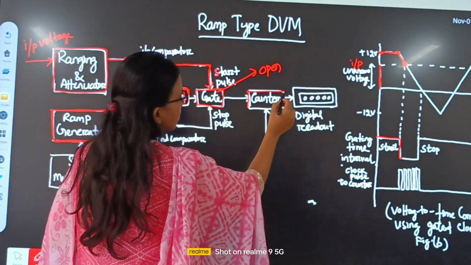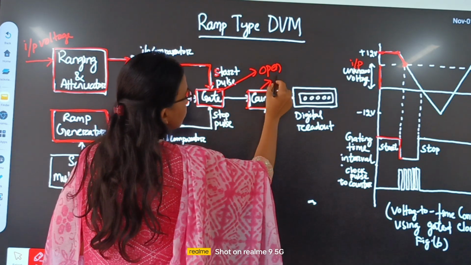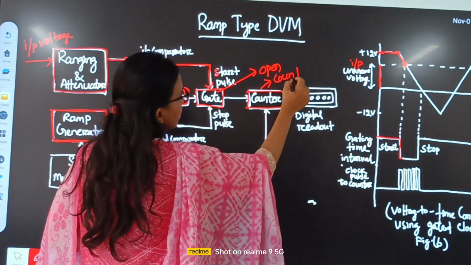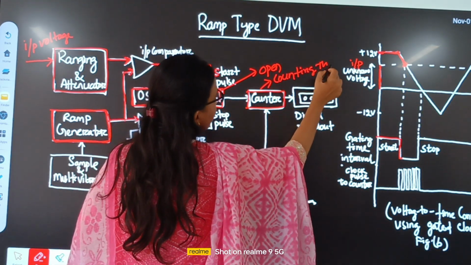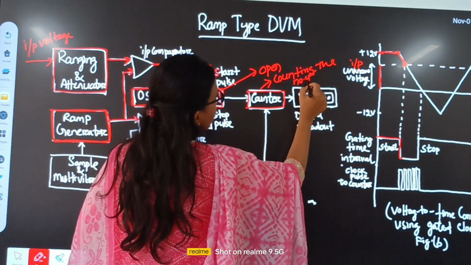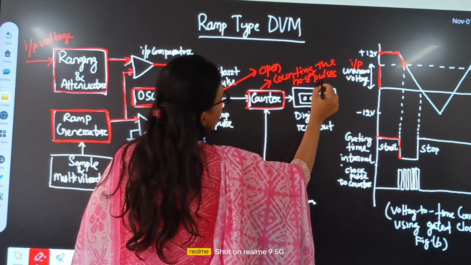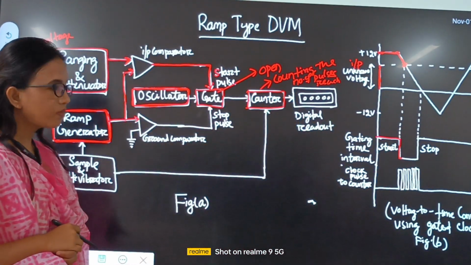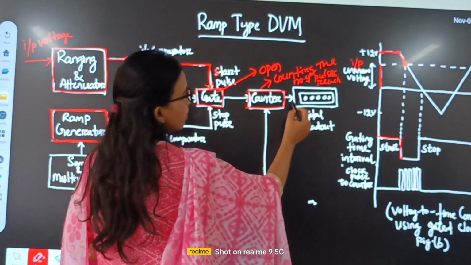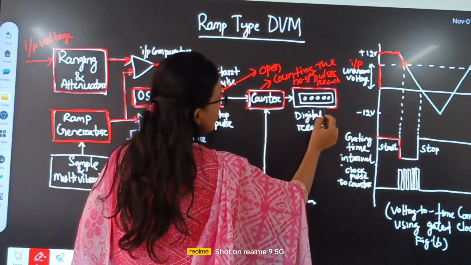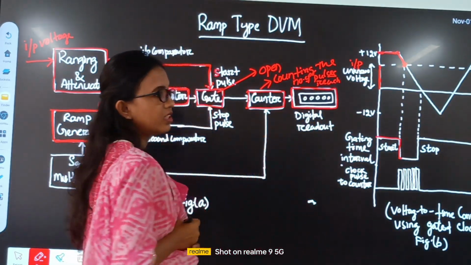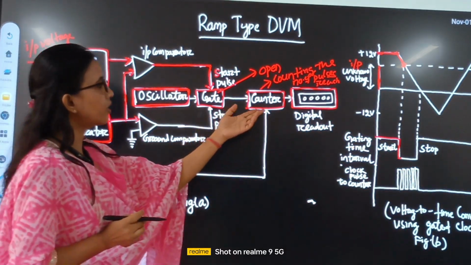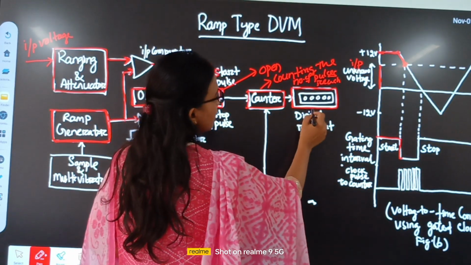the counter. The function of the counter is to count the number of pulses that reach it. After that, there is a digital readout connected here, which shows how many pulses have reached the counter. It will give a digital readout.